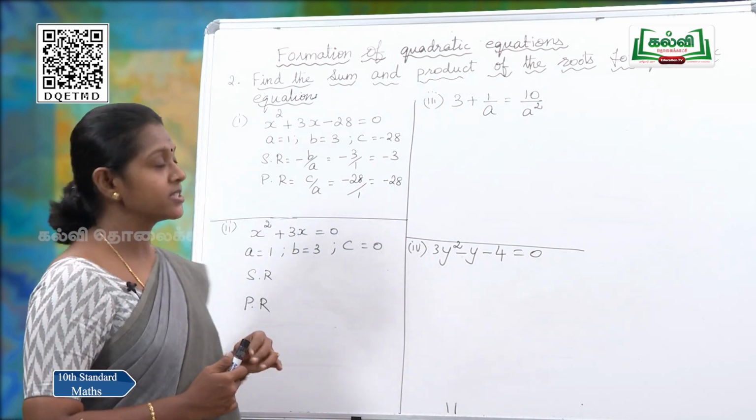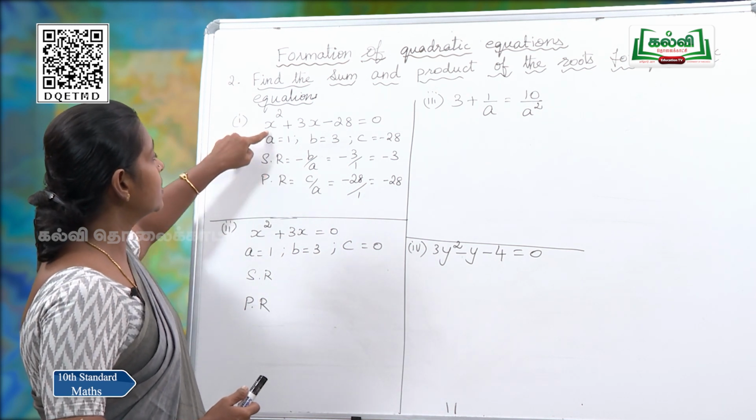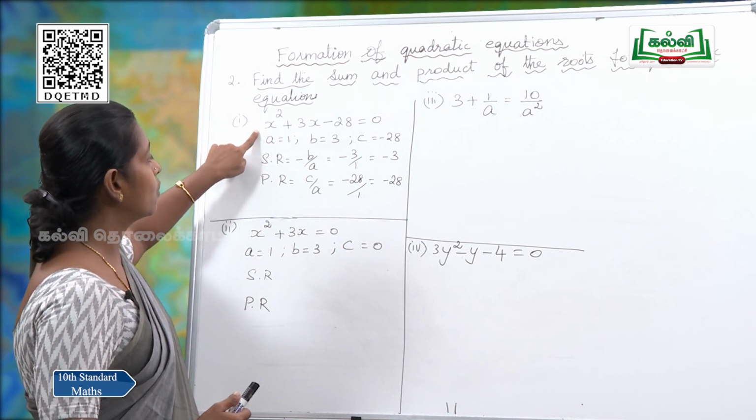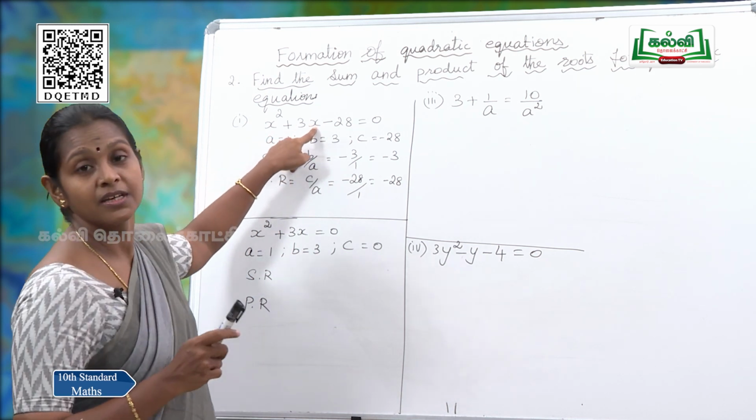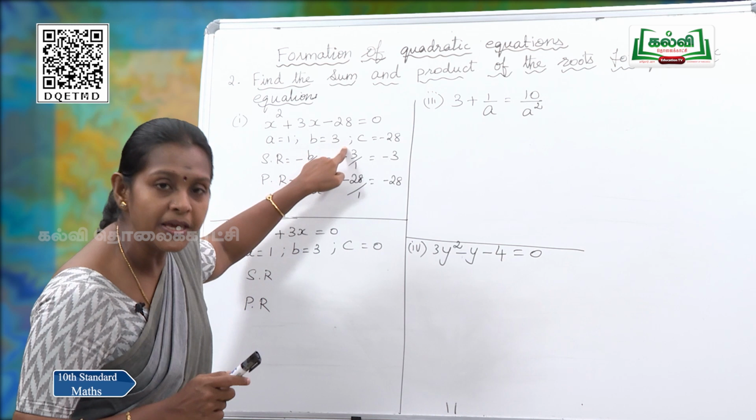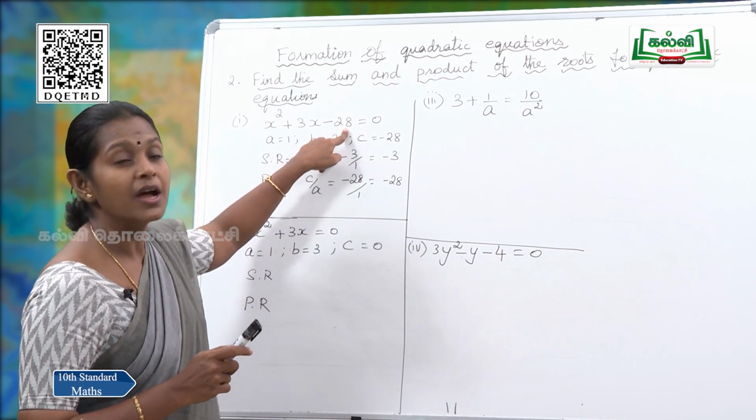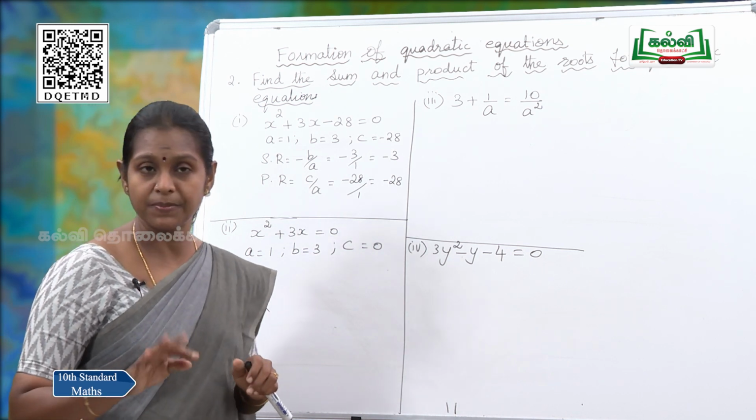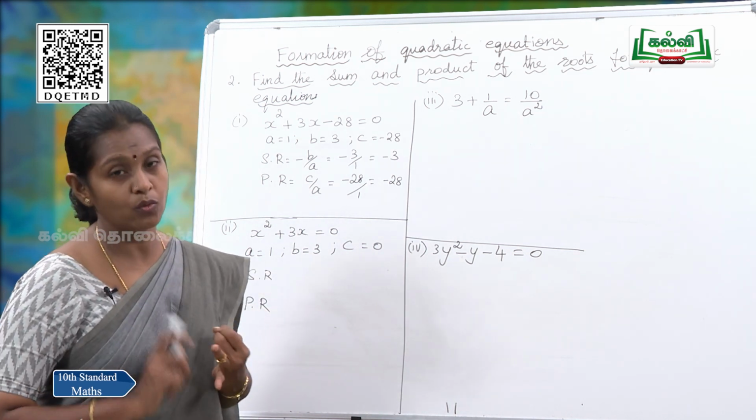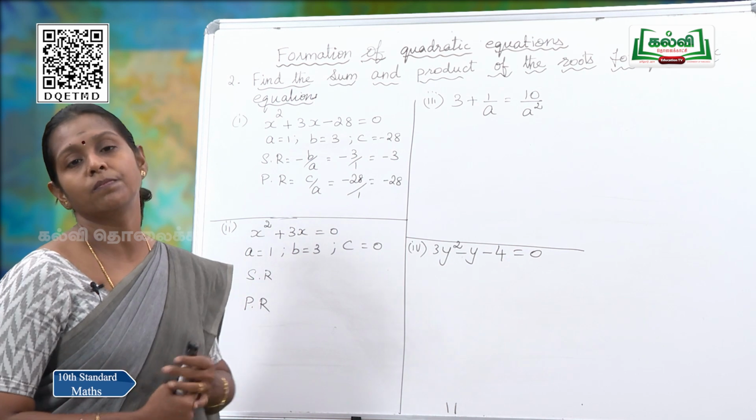Of course, the constant. So, here what is the coefficient of x squared? 1. So, that is A. And what is the coefficient of x? 3. That is B. And what is the constant here? Minus 28. So, C is equal to minus 28. So, the second step is over. We found what A is, what B is and what C is. Now, you have to apply the formula.